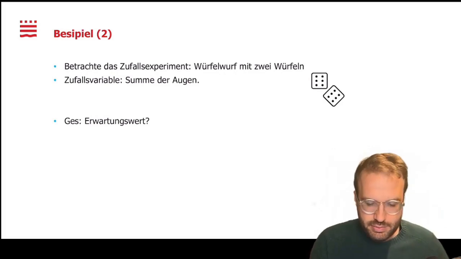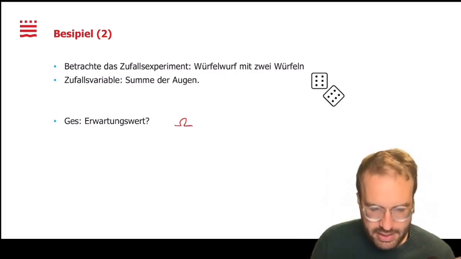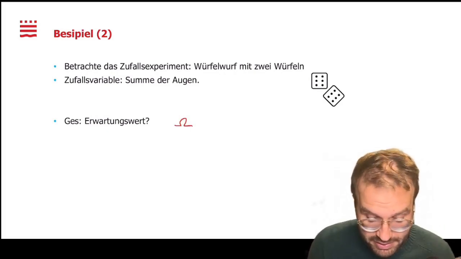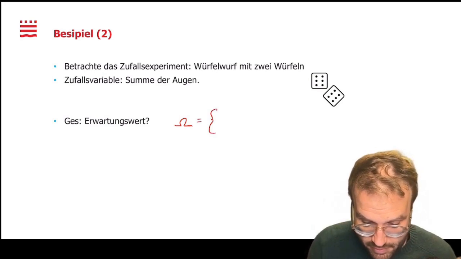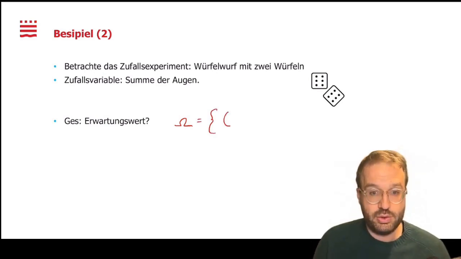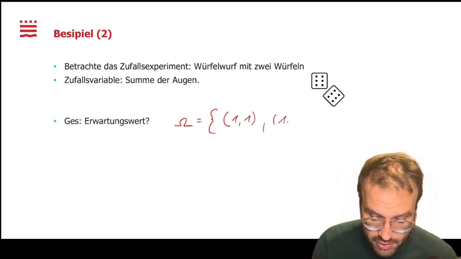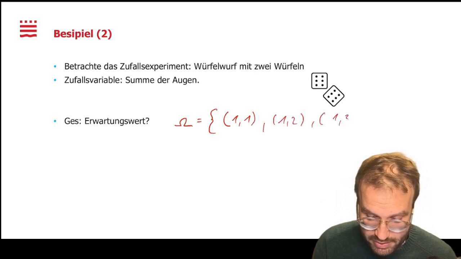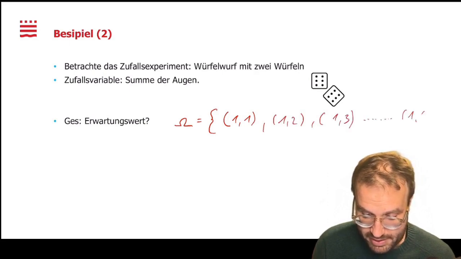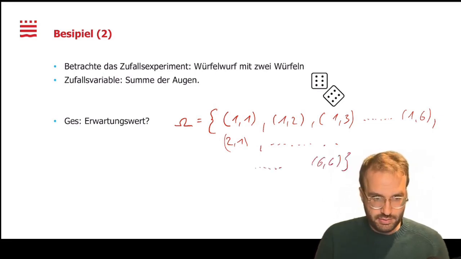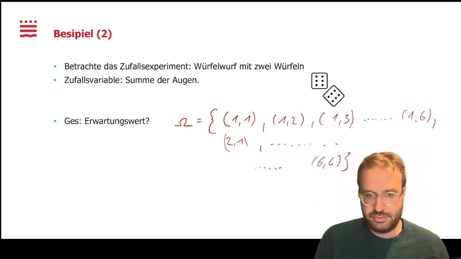Let's just think about it a bit. First, we will try to find our omega, and our omega is composed of all possible variants. And variants are, so to speak, all possible dice combinations. You can get a 1 and a 1, a 1 and a 2, a 1 and a 3, and so on up to 1 and 6, then it continues with 2 and 1 and so on. And in the end, you eventually have 6 and 6. Okay. And all these variants are equally likely.